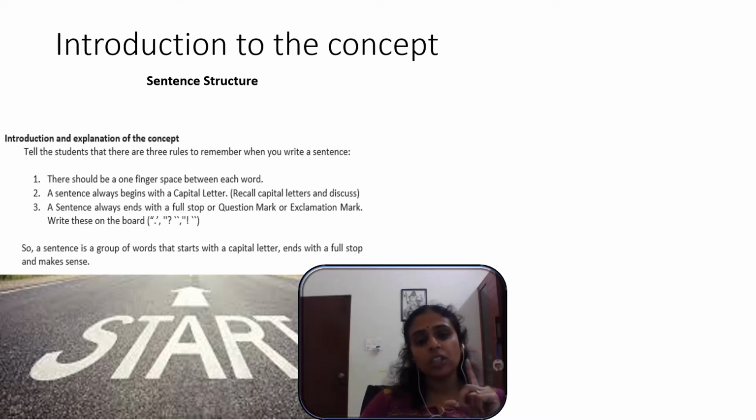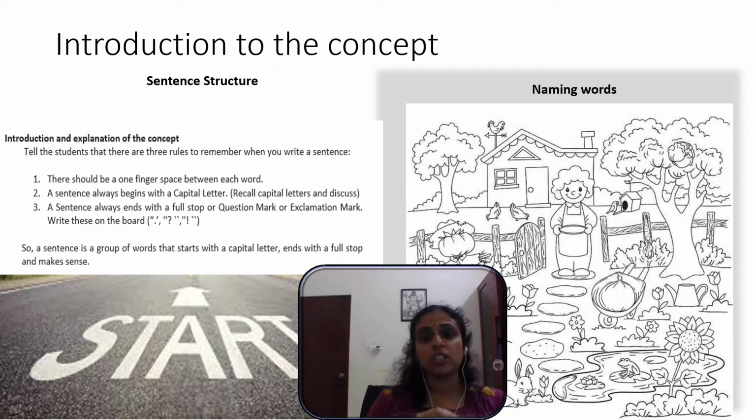Now let us look at how the introduction is done in the second lesson, which is the naming words or the nouns. Here the introduction is through a picture. The picture is given to them in the workbook, and you're going to ask them to identify all the things they see in the picture. That is something they will definitely be able to do, and you can translate into English if they are not able to find the English words. After they do that, you can then tell them that all the words they have identified are in fact naming words. So that becomes the introduction to the concept.